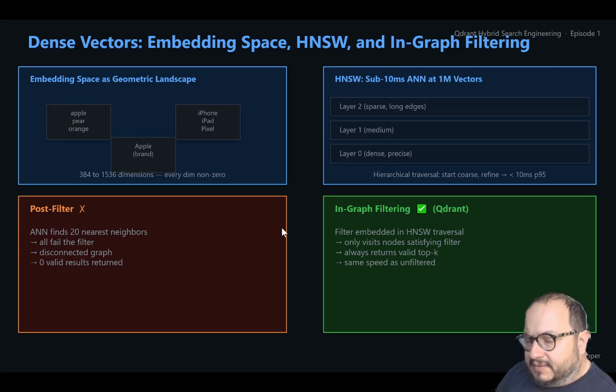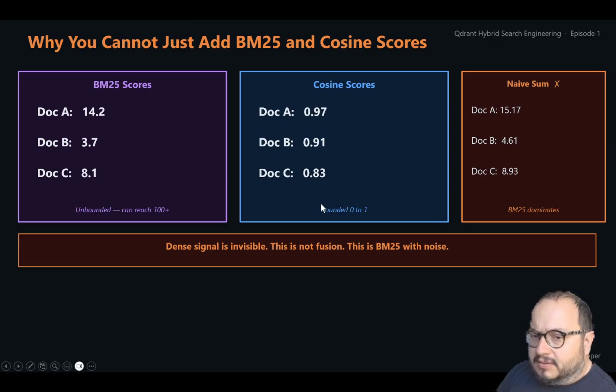Now we have both methods, BM25 sparse and dense semantic. The problem: their scores are not comparable. Here's why, and how Qdrant fixes it.